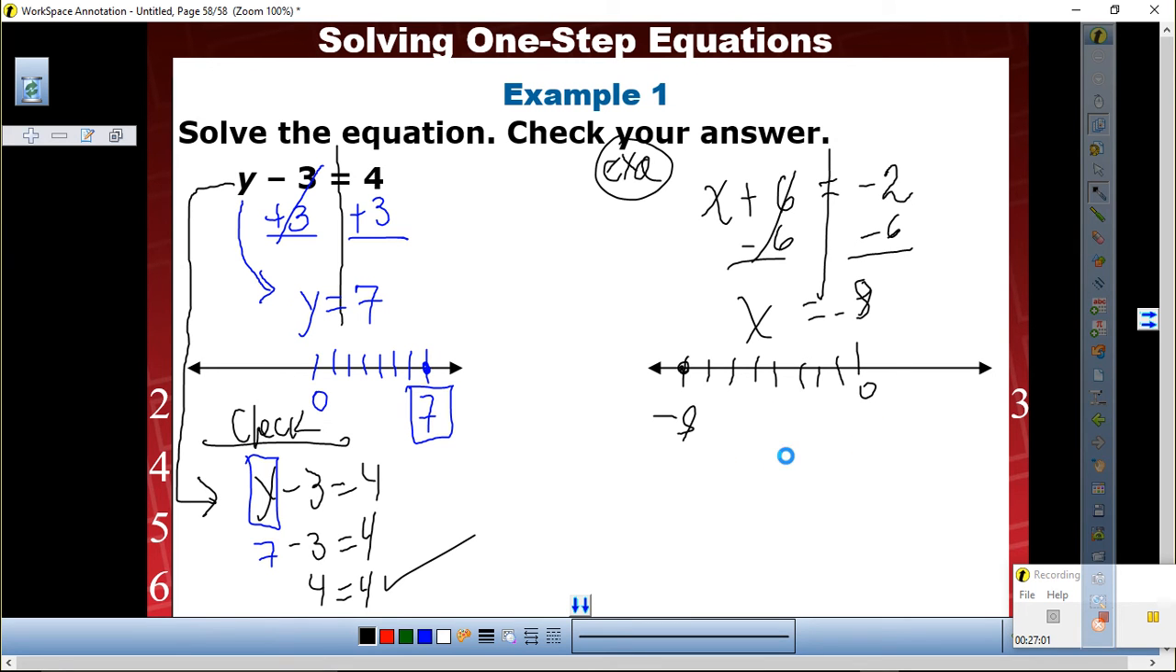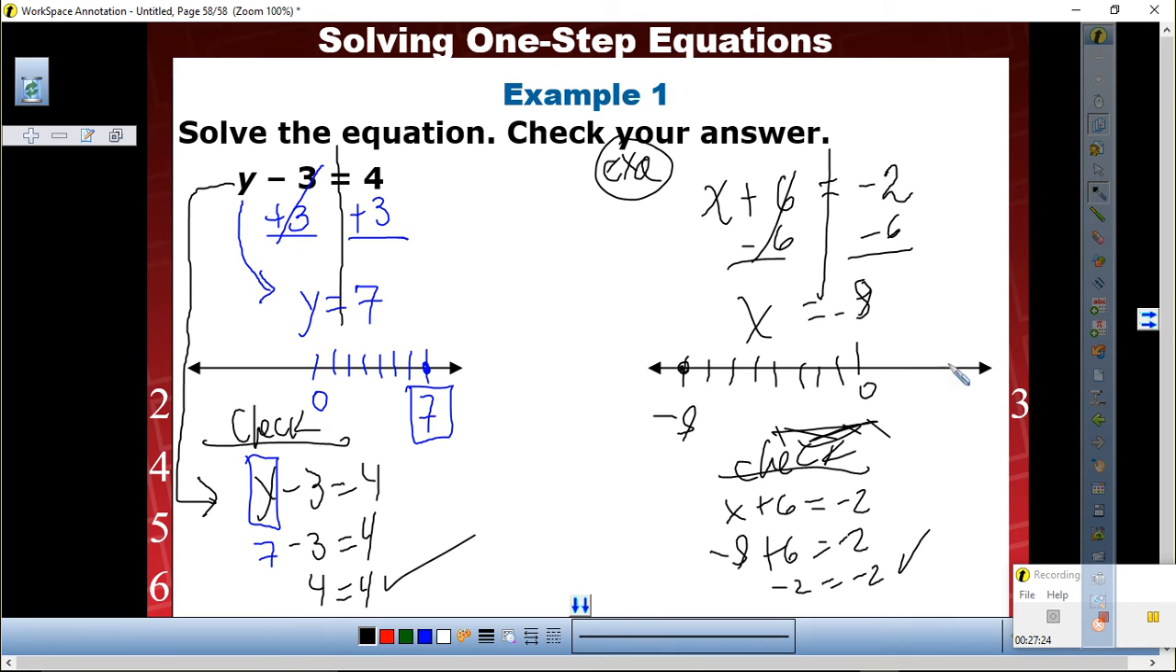And of course it's going to write whatever it wanted. Look at that. My goodness. Check. So I did x plus 6 equals negative 2. So I substitute negative 8 plus 6 equals negative 2. Negative 2 equals negative 2. And that worked, yes?